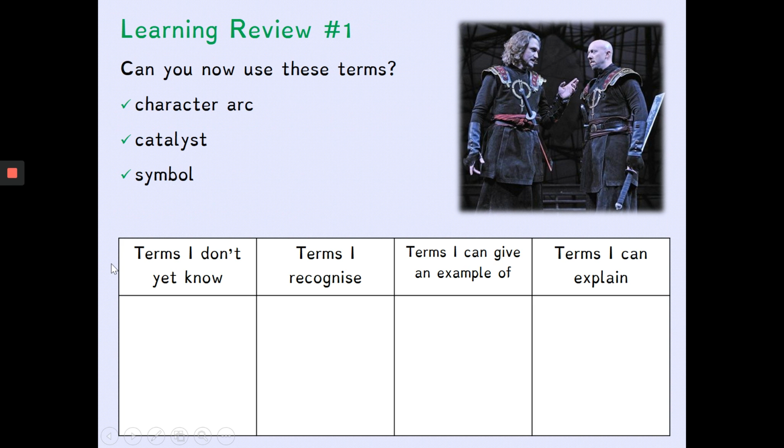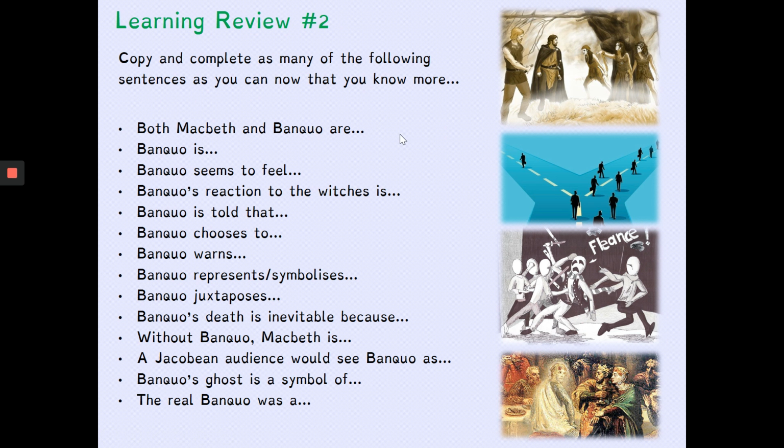Okay, last two things. As we've done in previous lessons, you might want to update your grid using these terms. So where do you now put them? And finally, you might want to go back to those sentences that we did as the do now, and now just write new sentences or add to the sentences that you wrote, just as a way of summing up your character revision.